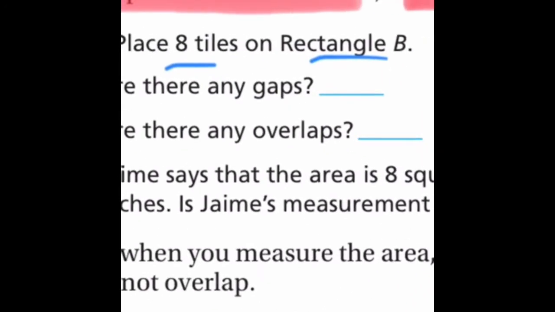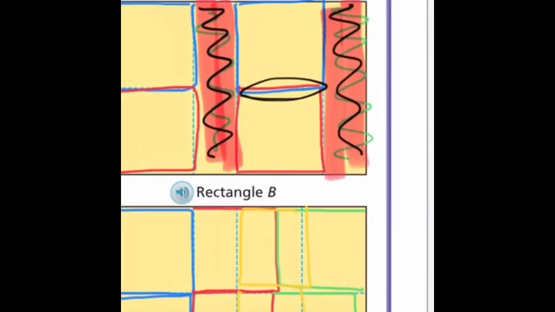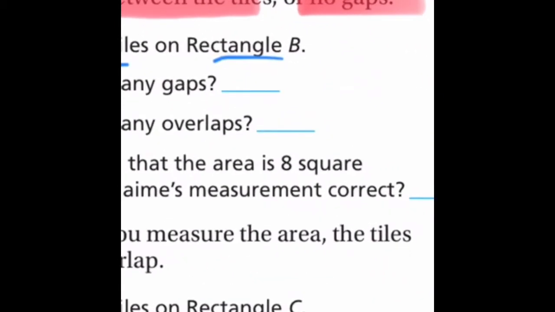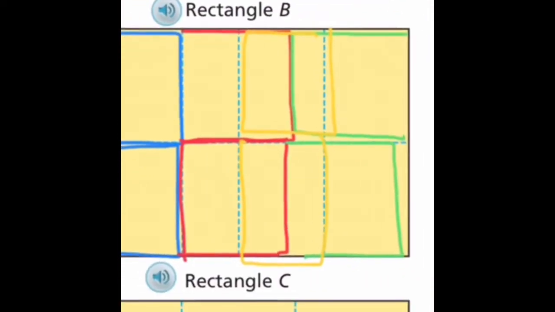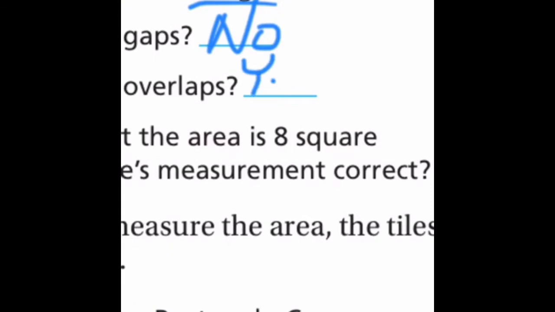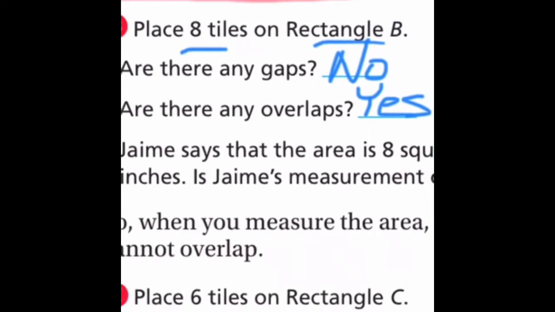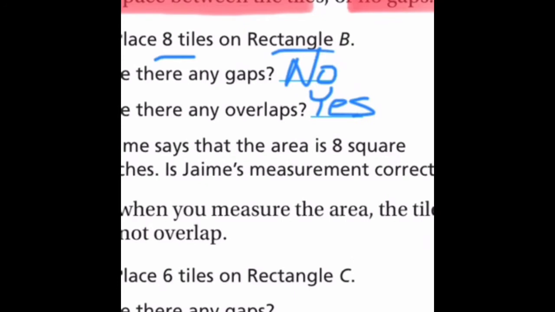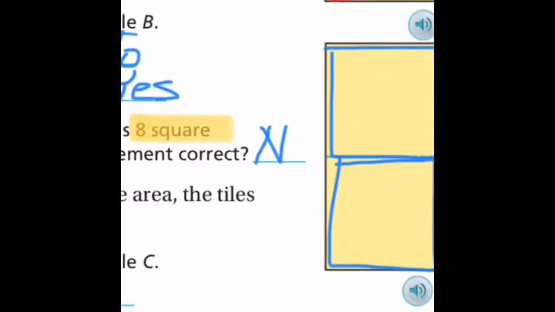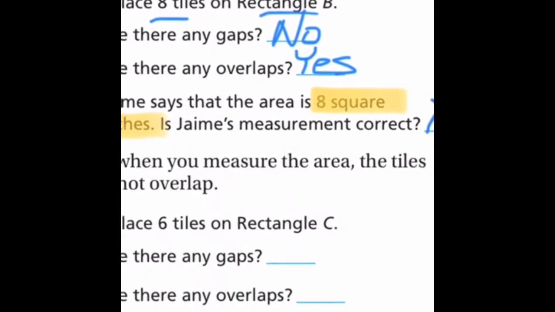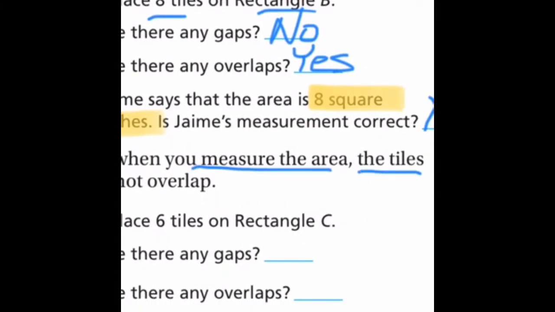So, are there any gaps like we had here on rectangle A? No, we don't have any spaces where nothing is covered. Are there any overlaps? Well, yeah, we have tiles laying on top of tiles laying on top of tiles. It's a disaster. So, yes, we definitely have overlaps. Jamie says the area is 8 square inches. Is Jamie's measurement correct? Well, no, it's not correct. And why is it not correct? When we measure the area, the tiles cannot overlap, which is what Jamie did there.